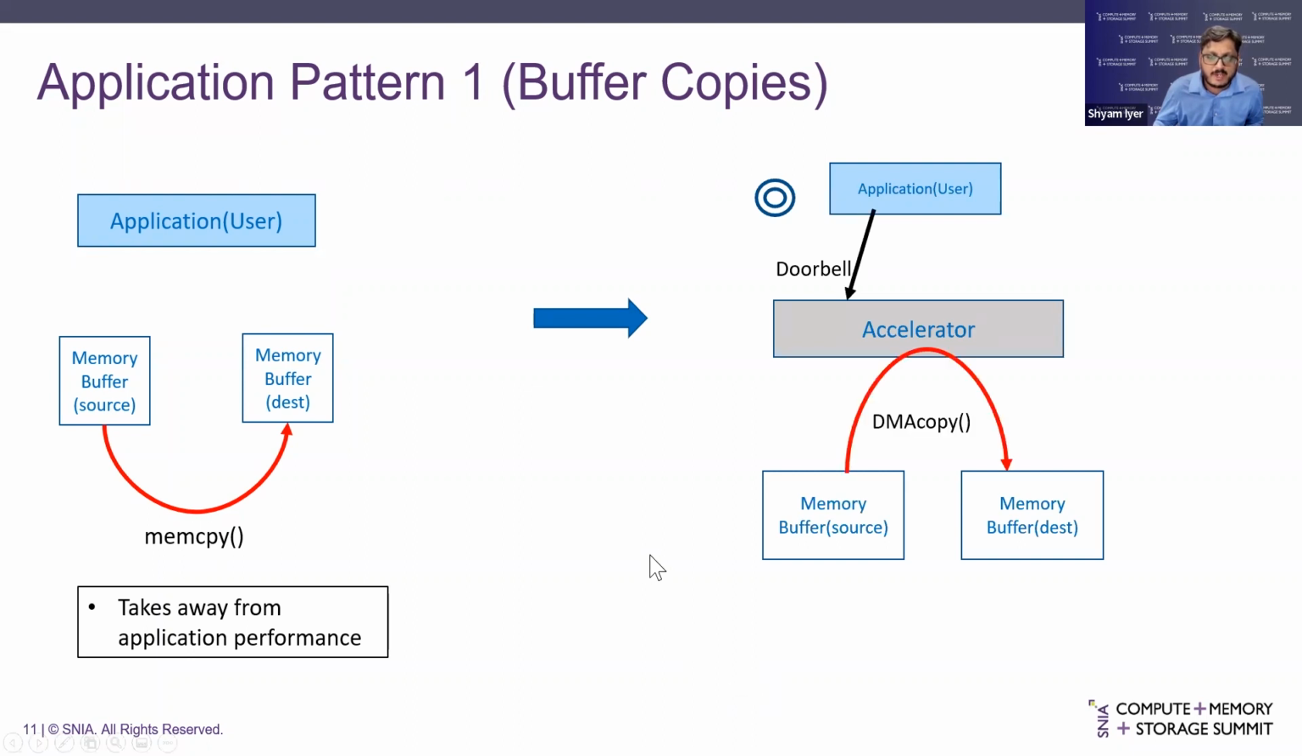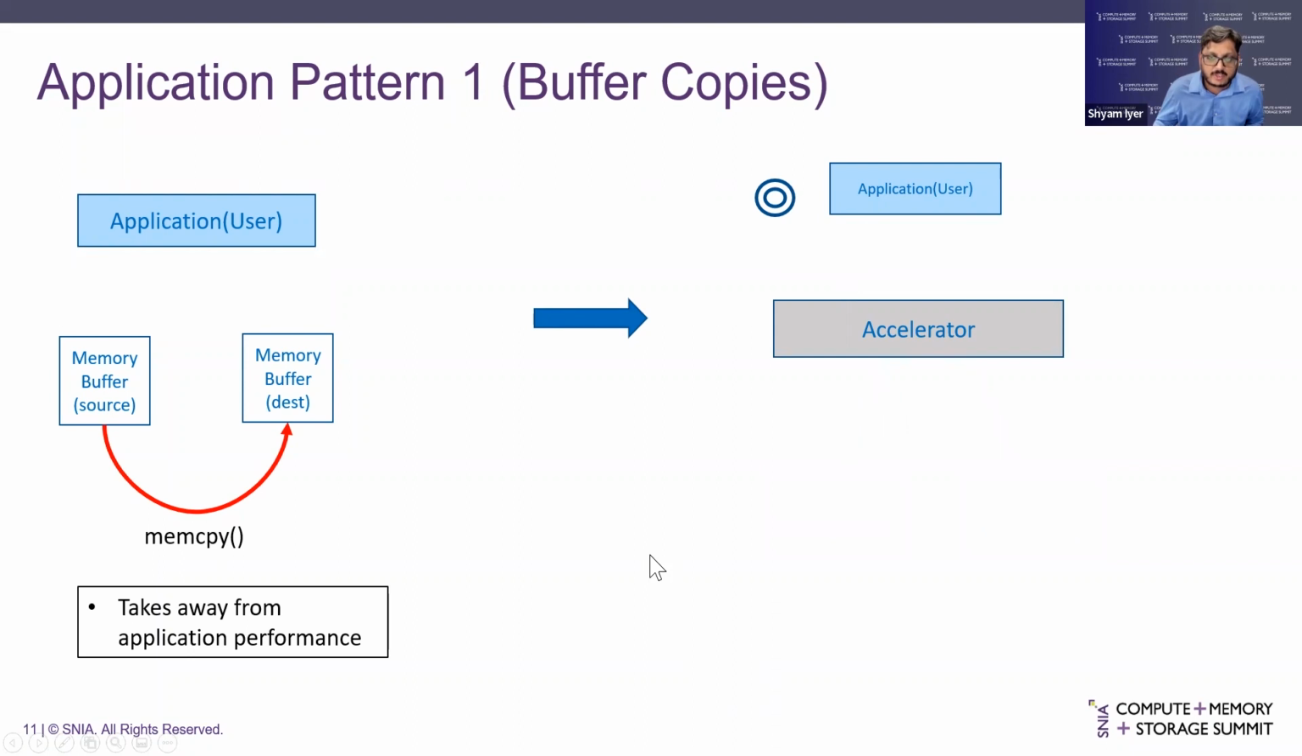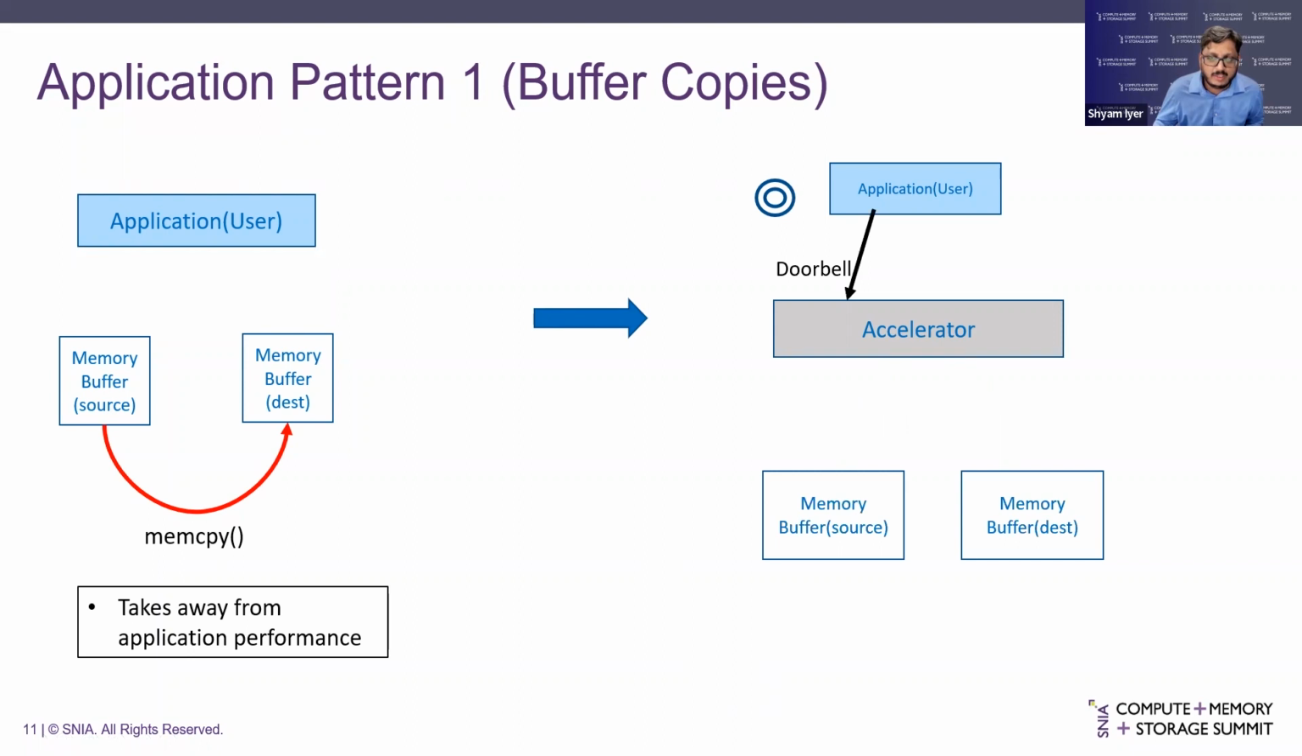perform DMA copies by first enqueuing the work into a descriptor ring, ringing a doorbell, and then making the descriptor fetch happen by the accelerator, and then the accelerator does the DMA copy. And once it's done, it sends the completion signal back to the application saying, I'm done. So this is an example of a pattern that SDXI will enable you.